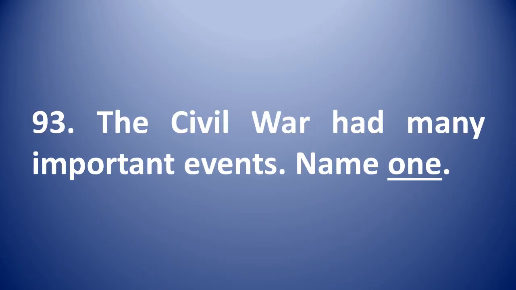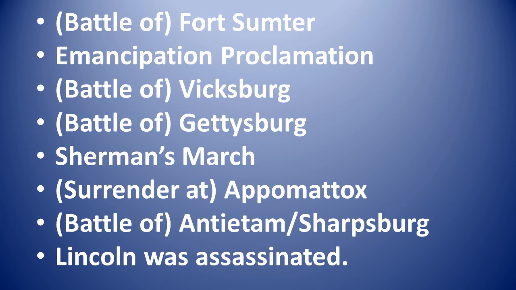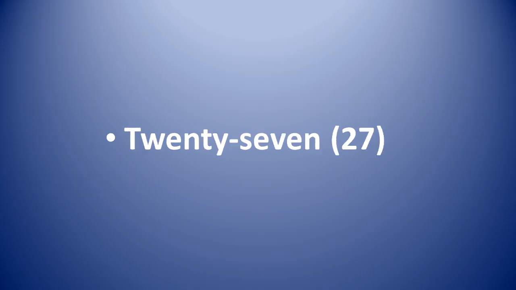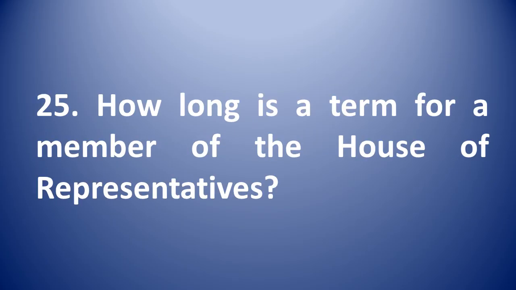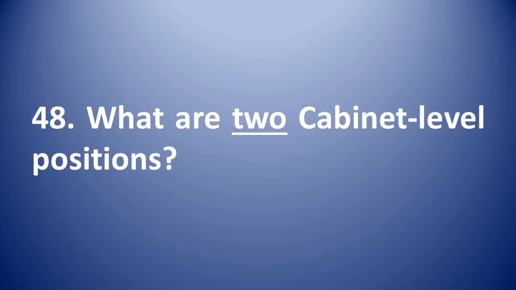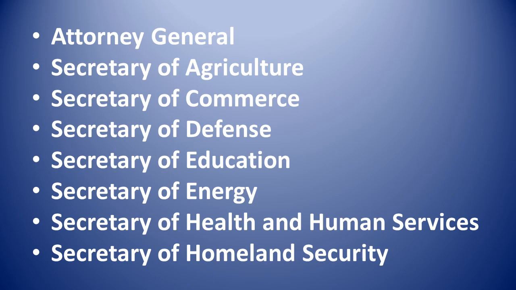The Civil War had many important events. Name one. Emancipation Proclamation. How many amendments does the U.S. Constitution have? 27. How long is a term for a member of the House of Representatives? 2 years. What are two cabinet-level positions? Secretary of Agriculture, Secretary of Commerce.